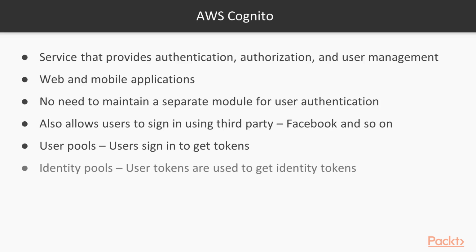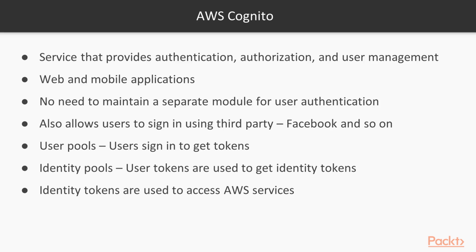Then you have identity pools. So these user tokens which you get when you log into the user pool can then be used to get something known as identity tokens, and these identity tokens can then be used against AWS services. So you could use the identity tokens to basically maybe access a DynamoDB table, the Simple Storage Service. So these tokens can be used to access AWS services.